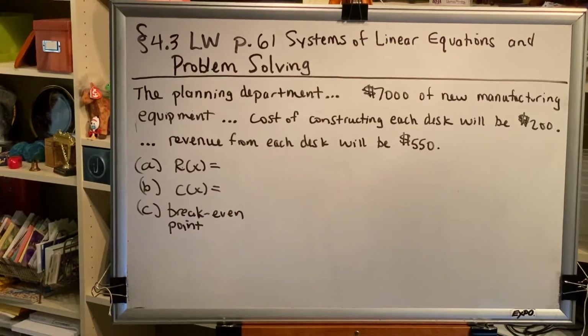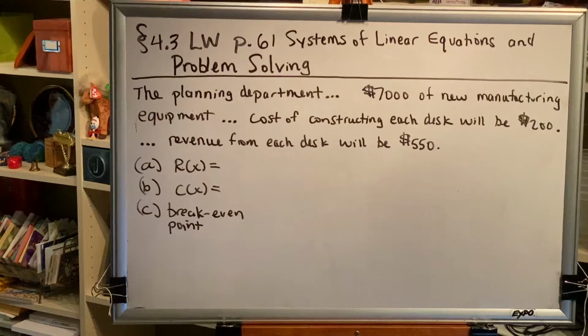Let's solve a problem. The Planning Department of Abstract Office Supplies has been asked to determine whether the company should introduce a new computer desk next year. The department estimates that $7,000 of new manufacturing equipment will need to be purchased and that the cost of constructing each desk will be $200. The department also estimates that the revenue from each desk will be $550.